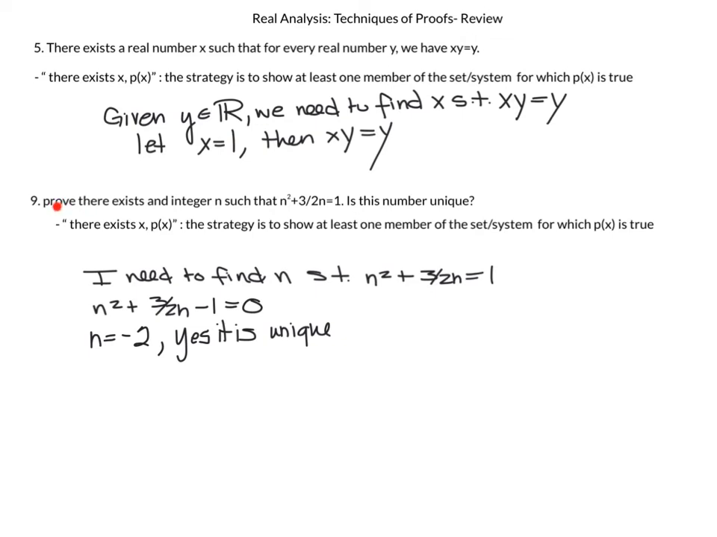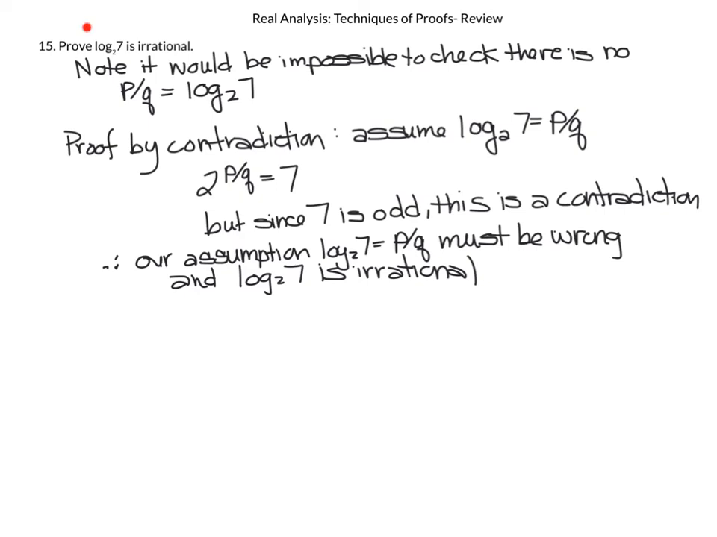Problem number 9, prove there exists an integer n such that n squared plus 3 halves n is equal to 1. Is this number unique? Again, to prove the existence, we only have to show one number that satisfies this. So here I did the algebra and n is equal to -2, and yes, this is a unique solution. This one here was a little tricky.